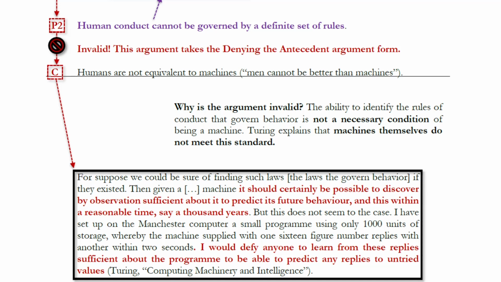However, that does not mean that we will necessarily be able to predict how a machine will behave with complete confidence in every situation, especially as machines themselves become more and more advanced and autonomous. Turing does not even believe that we would be able to specify all the rules that govern the relatively simple program he has set up, which provides 16-figure numbers. Given this, the mere fact that we cannot specify the rules that govern human behavior does not mean that no rules exist, or that human beings do not ultimately behave in a rule-governed and machine-like fashion.